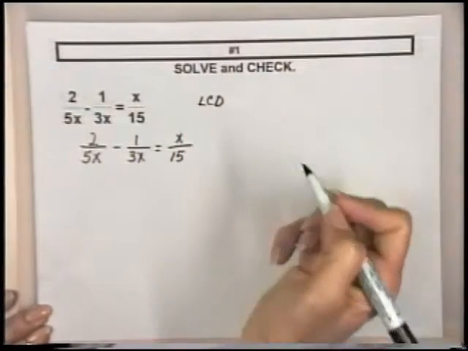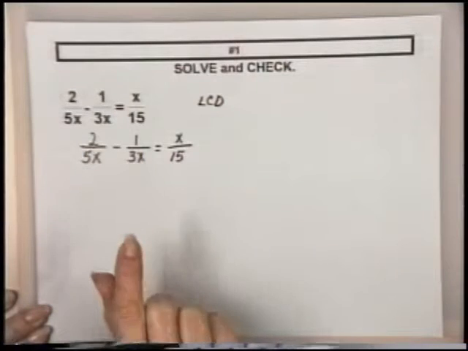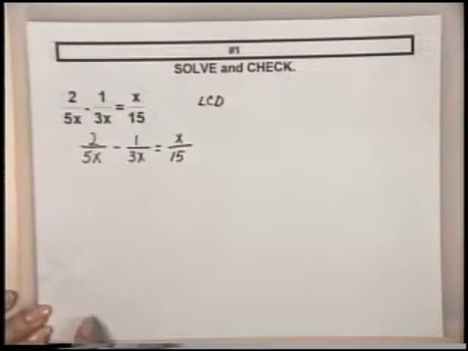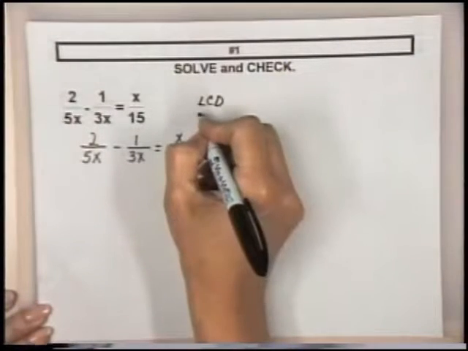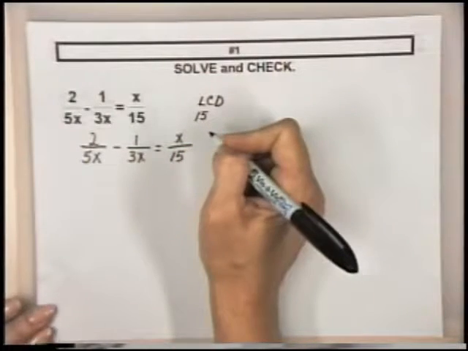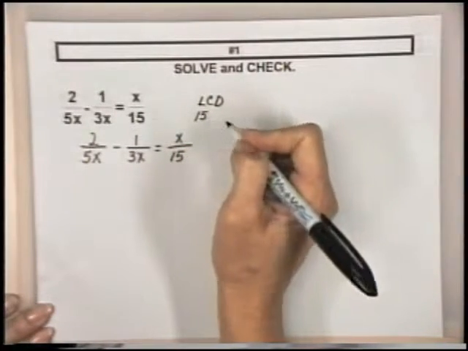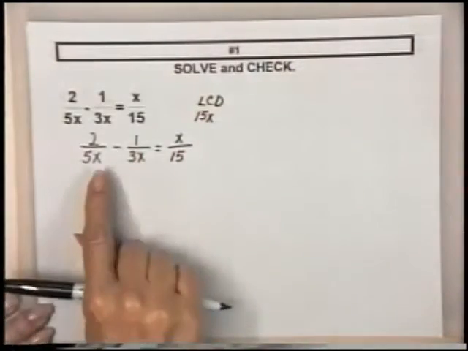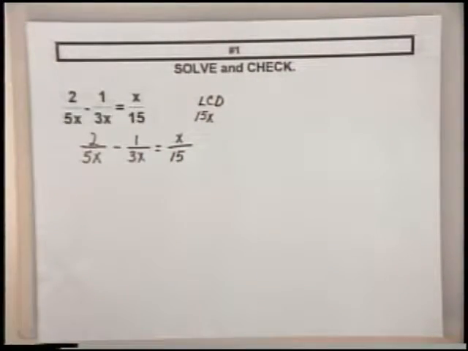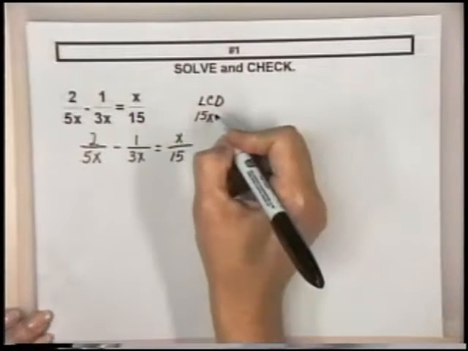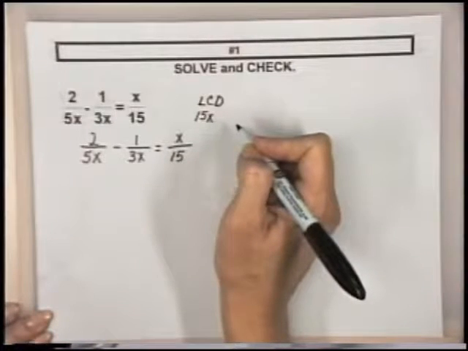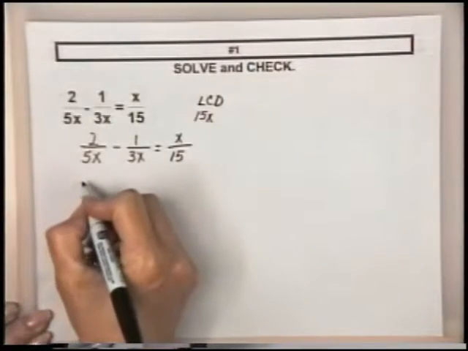To find my LCD, I look at the factors of the denominators. For numerical factors, I have a 5, a 3, and a 15. The smallest number that 5, 3, and 15 will go into evenly is 15. So I will use 15 for my numerical factor of my LCD. The only variable factor that I have is an x. It is raised to the first power in each denominator, so I only need it raised to the first power for my LCD.